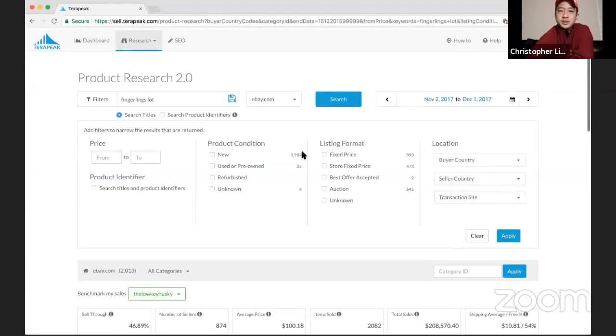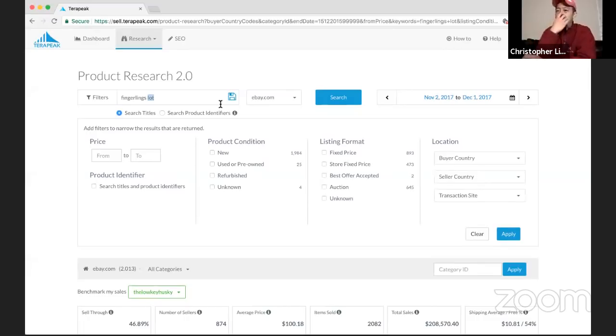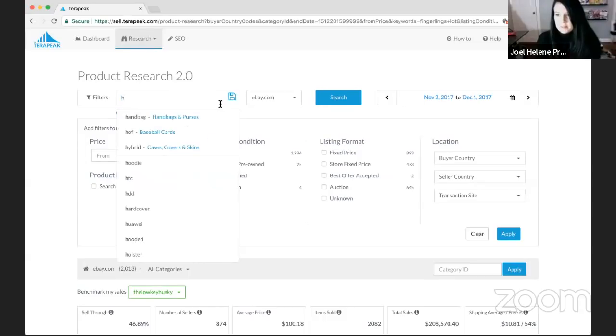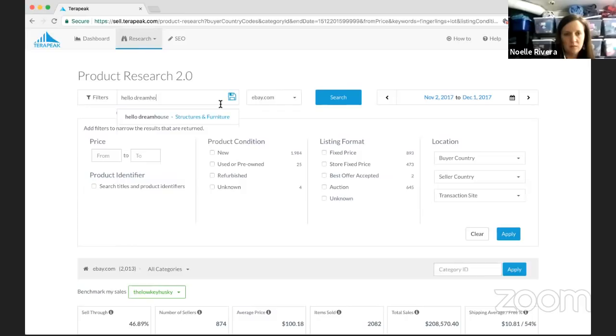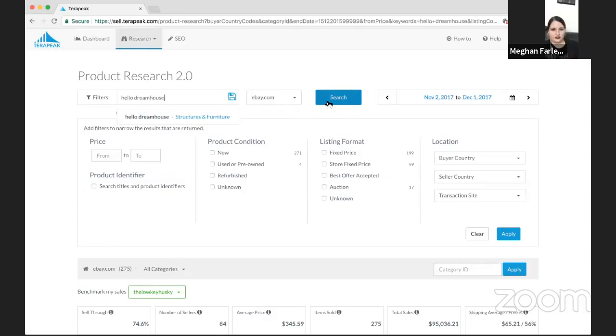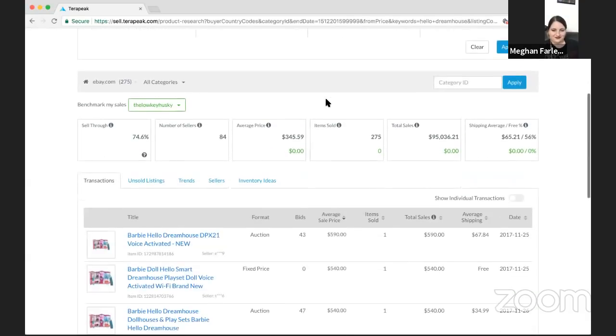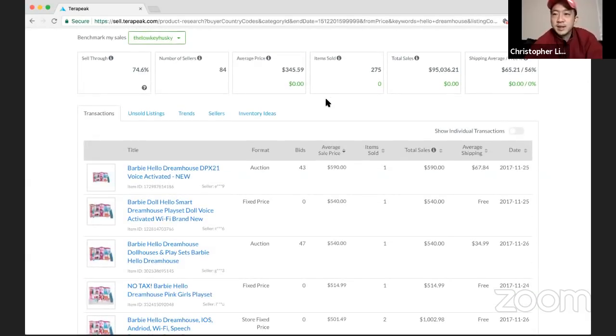Let's look at those. What are those Barbie things called? Those expensive Barbie toys that are like $400. The Barbie American Girl doll? The Hello Dream House? Yeah. There aren't really expensive Barbies anymore. That Wi-Fi Dream House is called the Hello Dream House, I think. Structures and furniture. Yeah, this is what I was talking about. Sorry. Oh, okay.